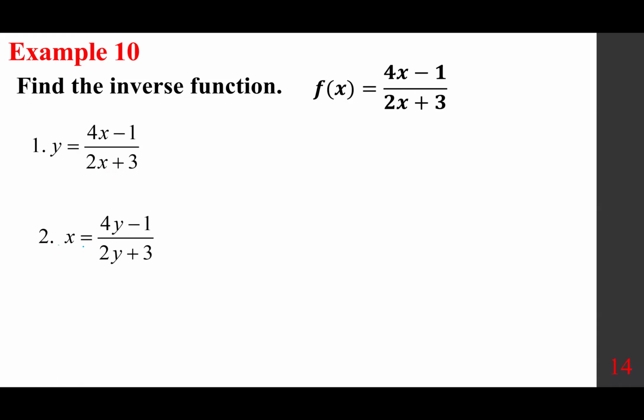So I'm going to treat this as a proportion. And I say if I multiply these two, I get 2xy plus 3x, which is the same as multiplying these two, which gives 4y minus 1. This is my third step, where I'm trying to solve for y.